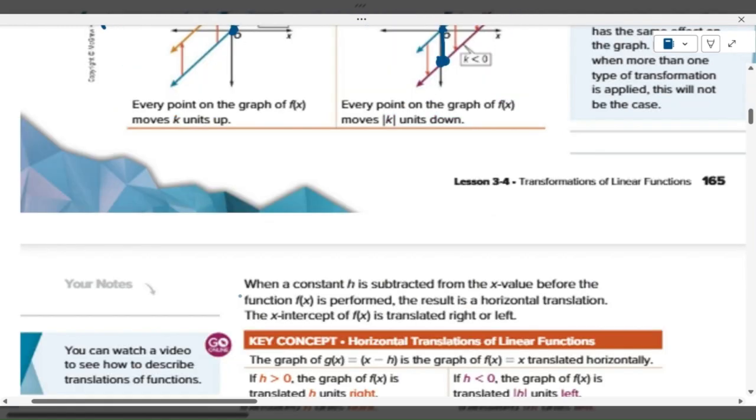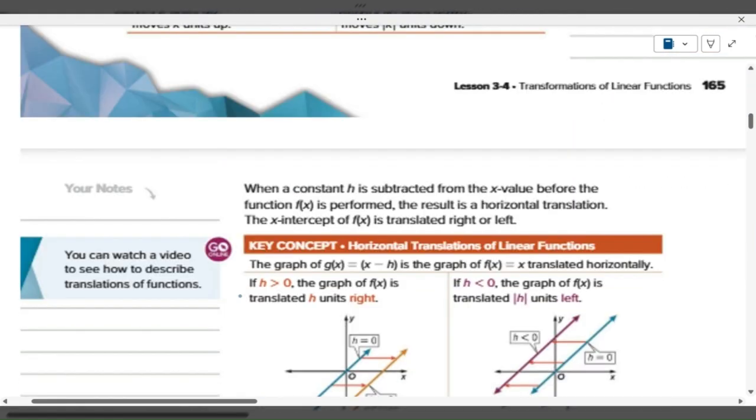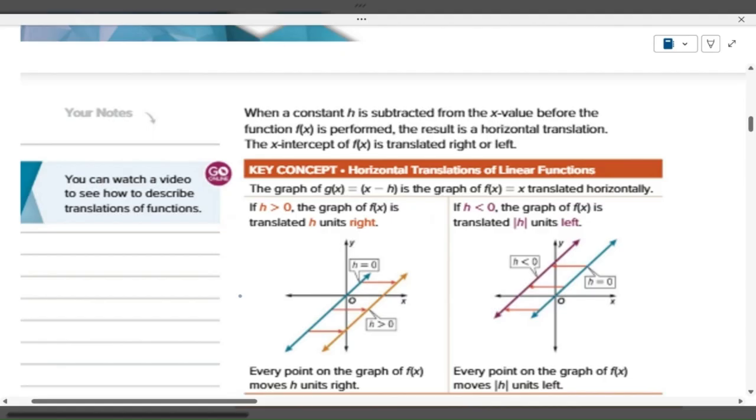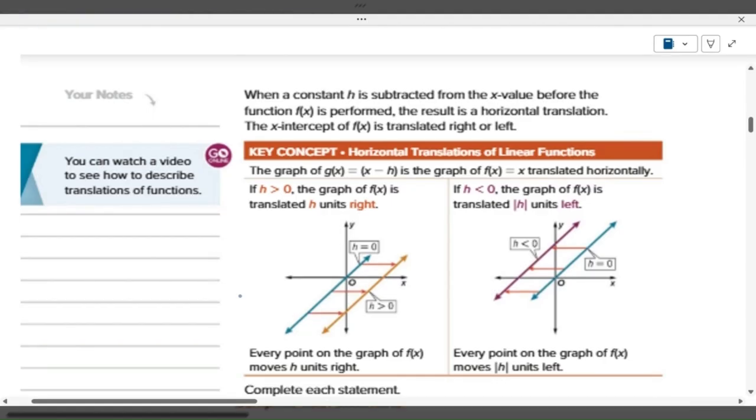Okay. Next page, page 166. We also have a scenario where we move horizontally. So when a constant h is subtracted from the x value, up here I want you to underline, subtracted from the x value, before the function is performed, the result is a horizontal translation. So we could move to the left or right.